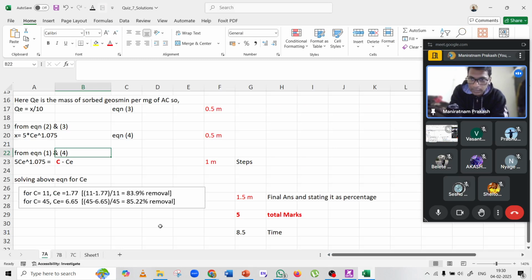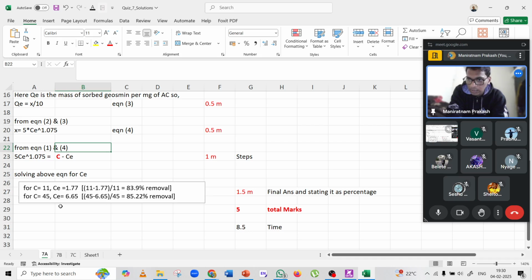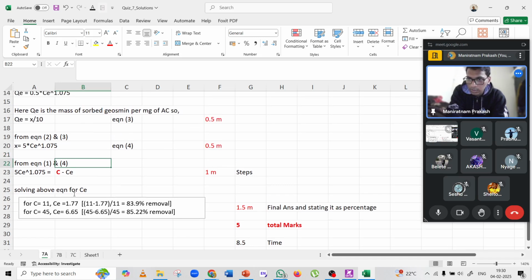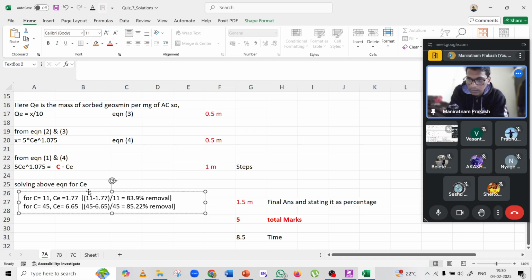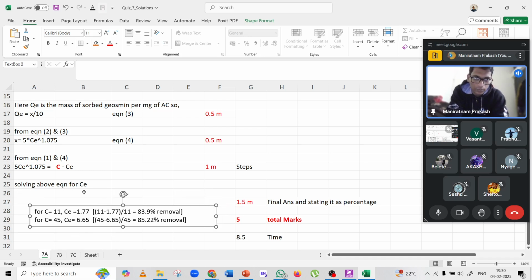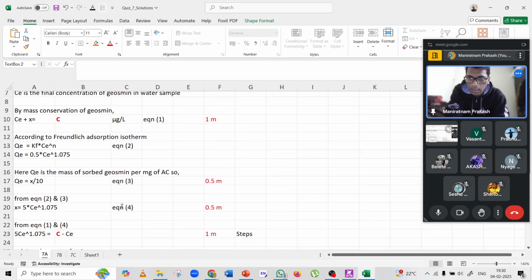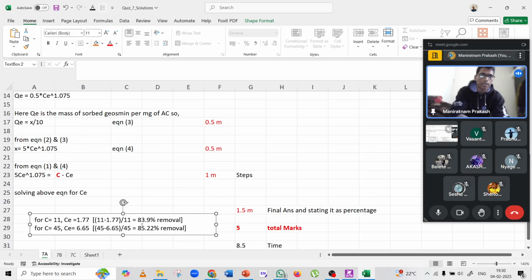Then both were equated, and you will get a polynomial equation of power 0.45, and if you solve it you will get some value of Ce. When the initial concentration is 10 microgram per liter, Ce will come out to be 1.77, and you have to report your answer in fraction. Initial concentration was 10 microgram per liter, final concentration is 1.77. Here you can see that removal efficiency is 83.9%. I hope you have understood it.